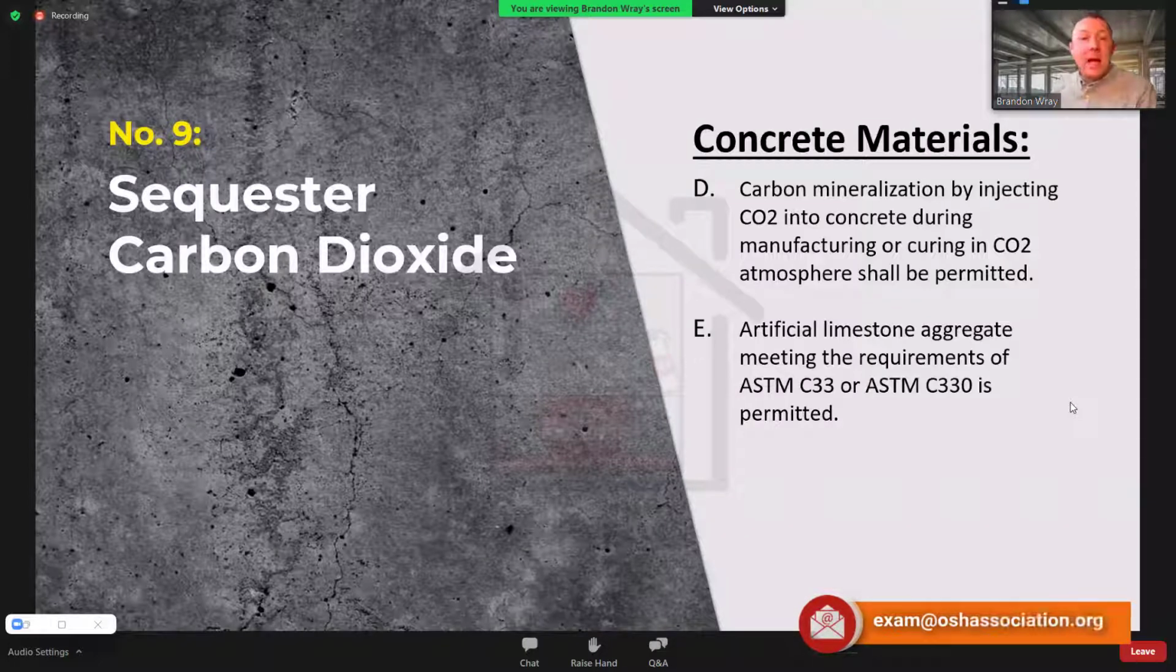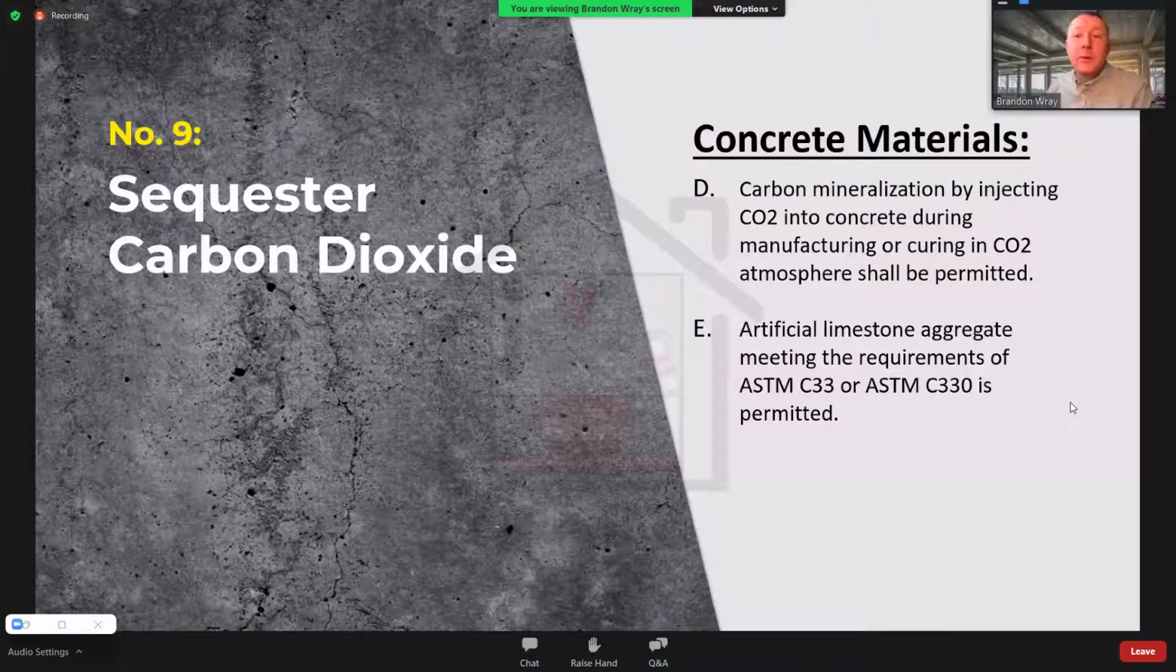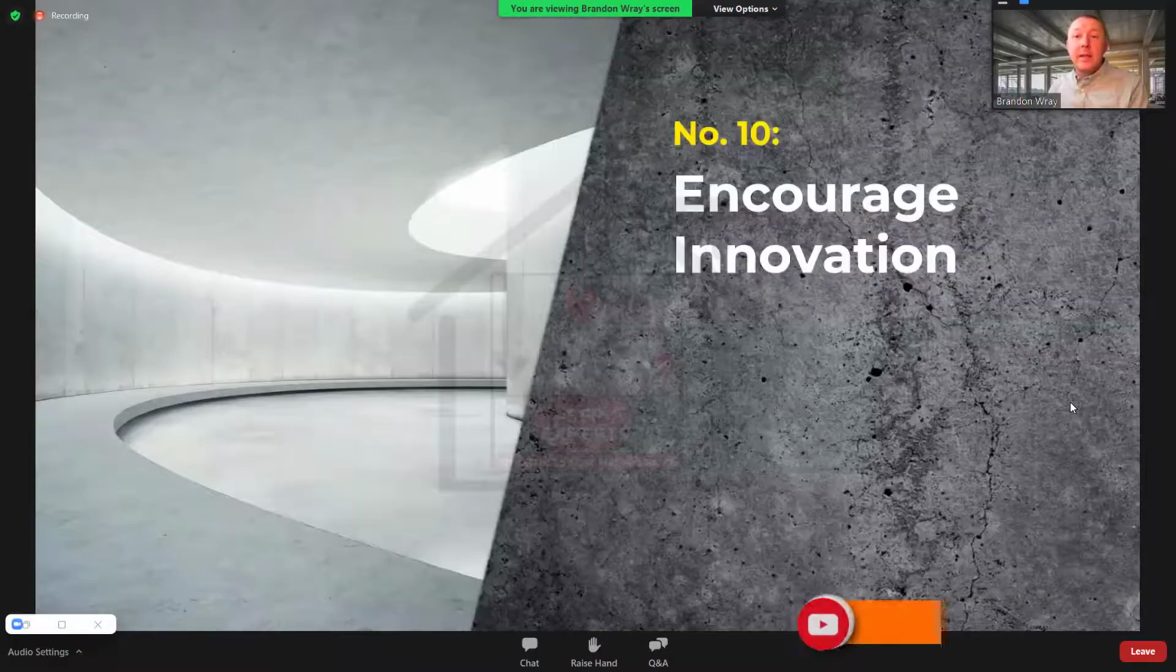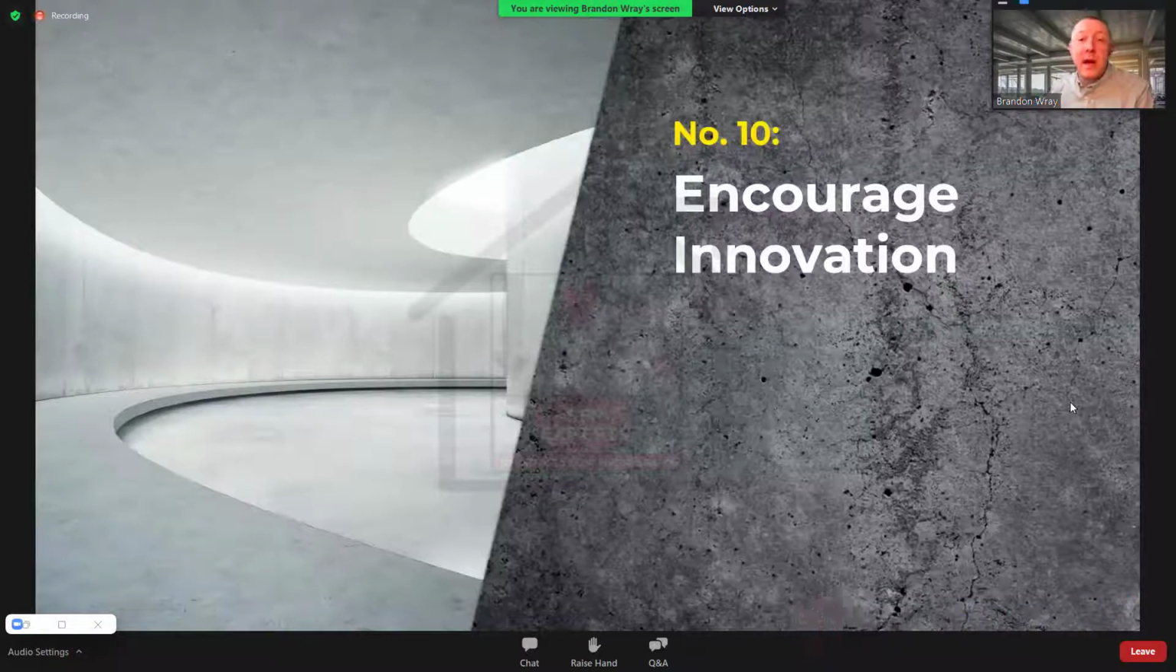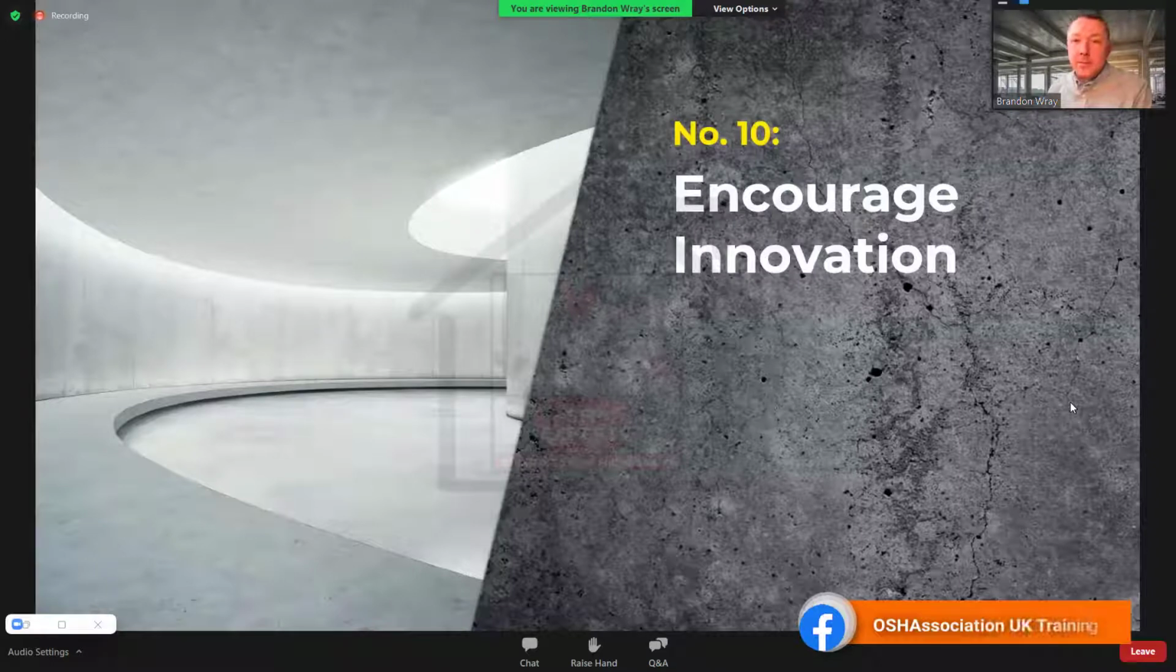So number 10 here, encourage innovation strategies. This is probably the most challenging. Throughout this presentation, we've talked about the importance of not listing specific products or technologies, instead simply listing the standards that one must meet. The problem with this approach is that it permits, but does not necessarily encourage or require innovation. And many innovations might not meet a specific standard.